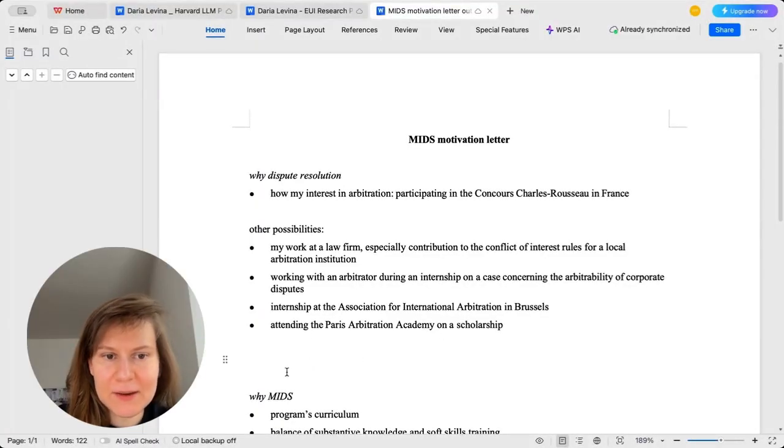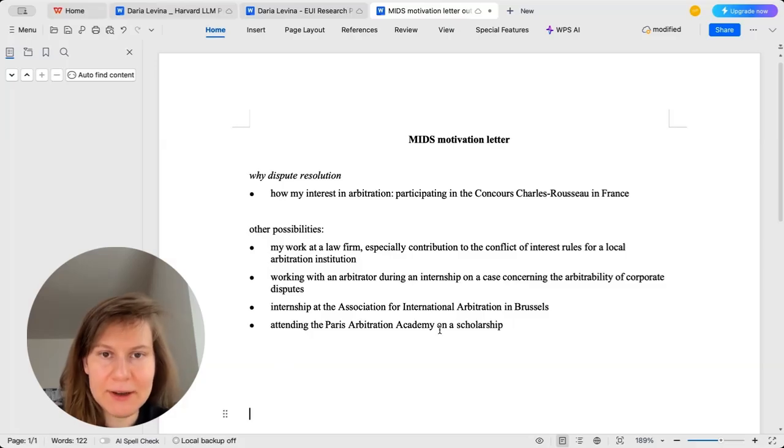Here it is. I would like to show you how I structured my MIDS motivation letter. I am not going to show you the actual motivation letter because I'm quite embarrassed of it. It's old and I am a much better writer now.